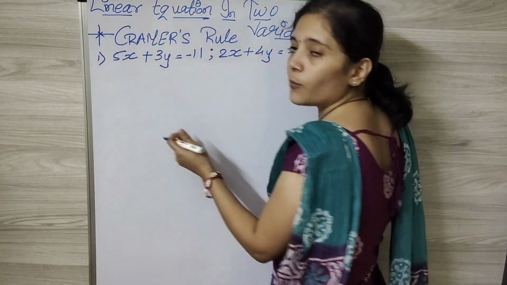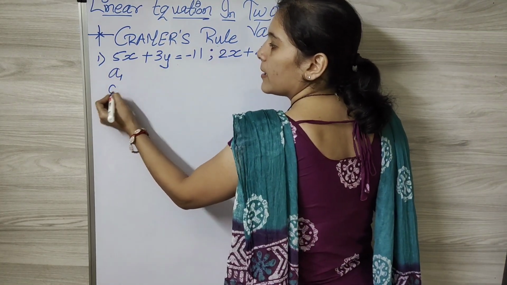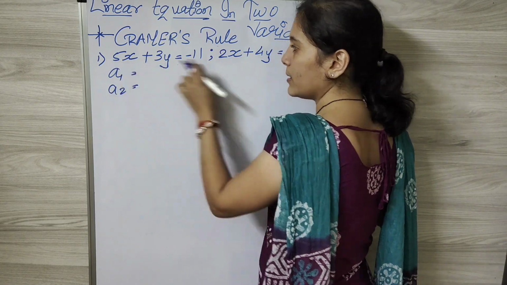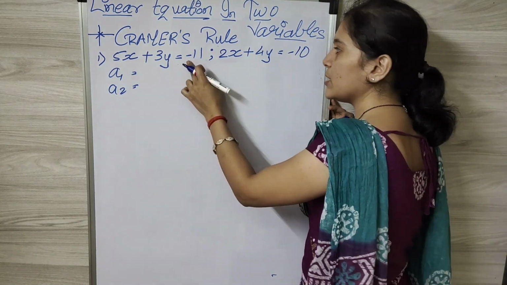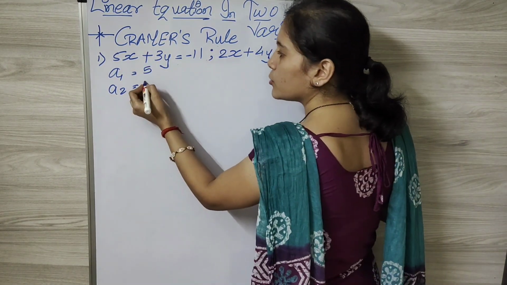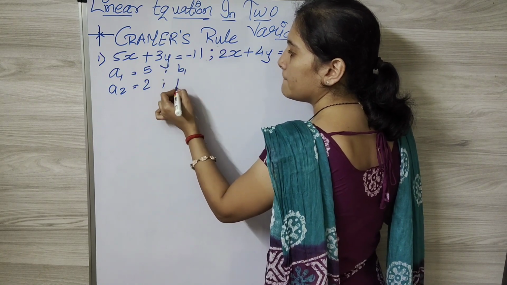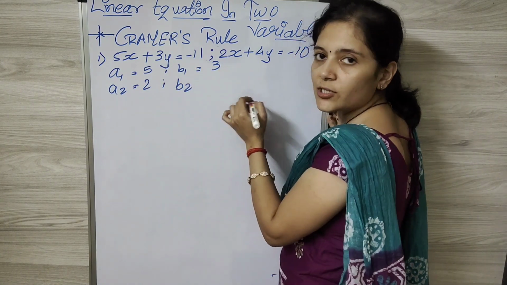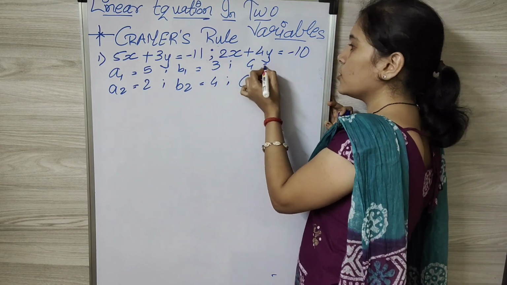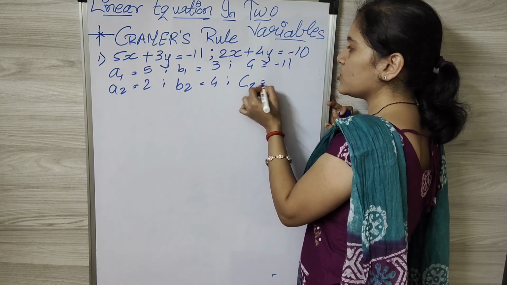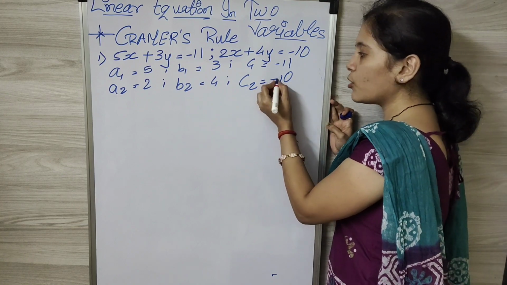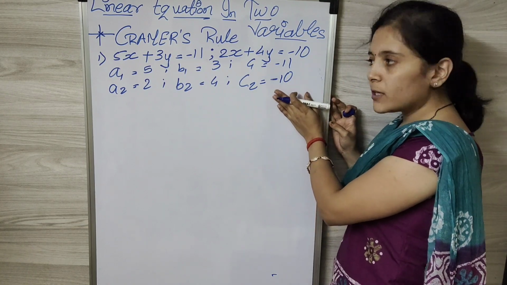But now we have to mention it a1 a2, b1 b2, c1 c2, right? So a1 is 5, a2 is 2, then b1 is 3, b2 is 4, then c1 and c2, c1 is minus 11 and c2 is minus 10. Please don't make mistake while taking minus. You have to also include minus sign with the numerical, right?